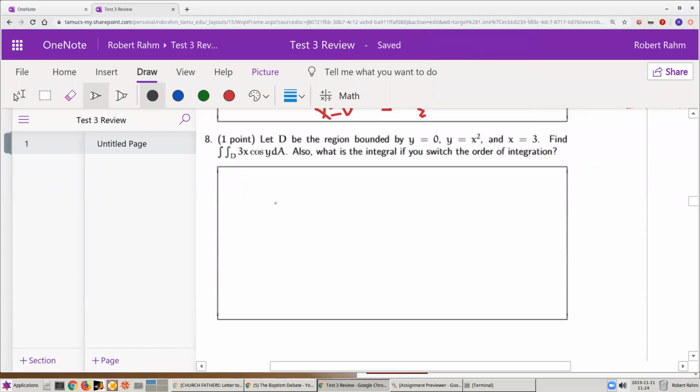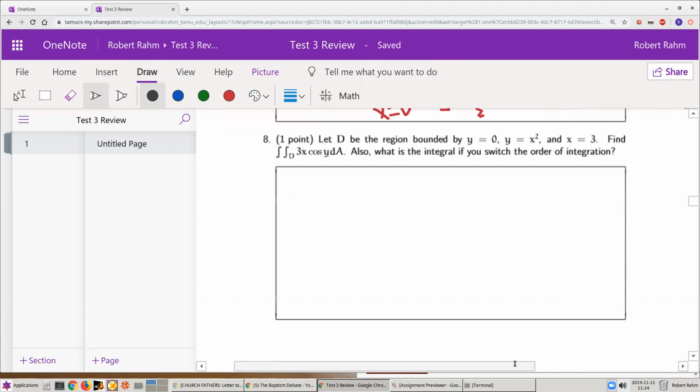Okay, so now we're going to do problem number 8. So we have a description of the region. Let's sketch what this region is going to look like before we start to do an integral.